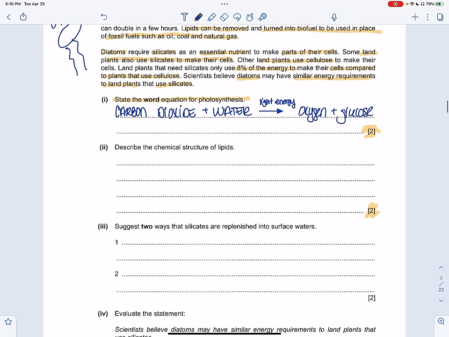Describe the chemical structure of lipids, which I just did. So all lipids are made of carbon, hydrogen, oxygen. It should be appropriate for you just to write out those letters, but if you feel paranoid, then definitely write it out because you don't get a chance to explain yourself. So carbon, hydrogen, and oxygen. They consist of a glycerol molecule and fatty acid tail.